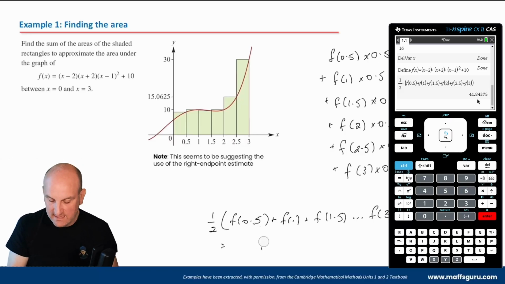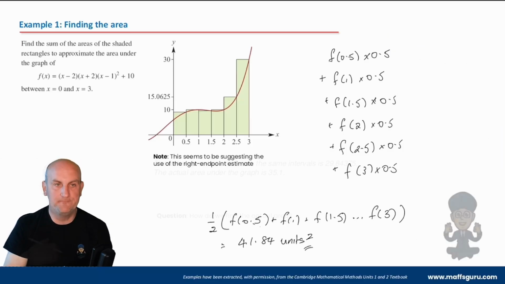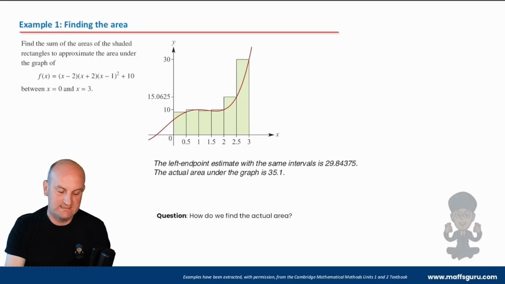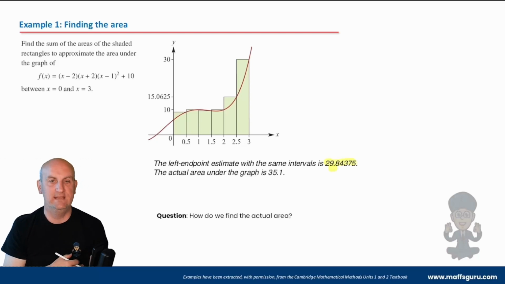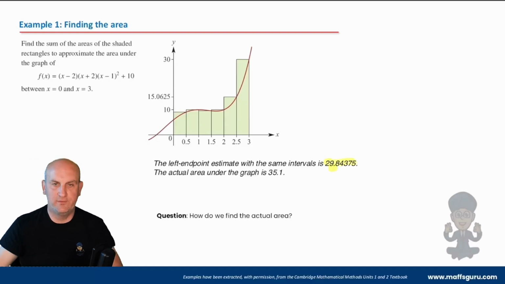41.84 units squared. Now I always write the unit squared because it is an area. But what it does go on to say is when we use the left endpoint method for exactly the same interval, what we find out here is the area comes out to be 29.84375. And the actual area of the graph is going to give 35.1.